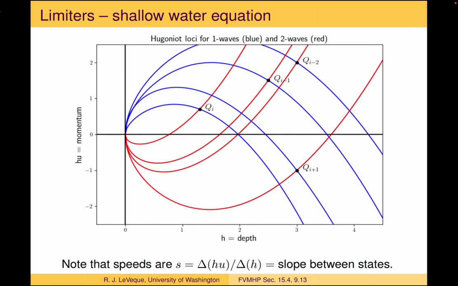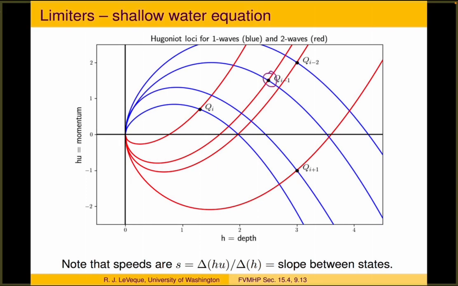So I've drawn a few states here, assuming that we're solving a problem where we have a number of different states, and we want to look in particular at the interface between states Q_{i-1} and Q_i. That's where we've defined the waves W_{i-1/2} that we want to apply a limiter to. In this case, since the blue curves are the one waves and the red curves are the two waves, from Q_{i-1} we would move to some other point that lies on a blue curve to give us a one wave, and then from there to some other state Q_i that lies along the red curve, giving us a two wave. So the intersection of those two curves tells us what the intermediate state is between Q_{i-1} and Q_i.